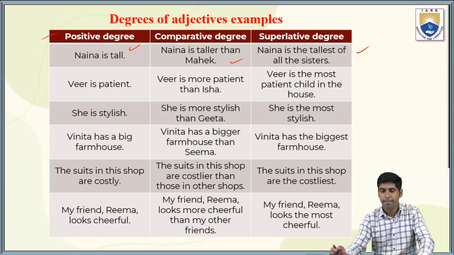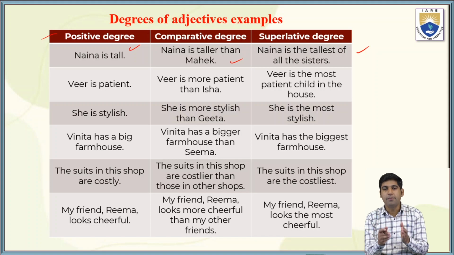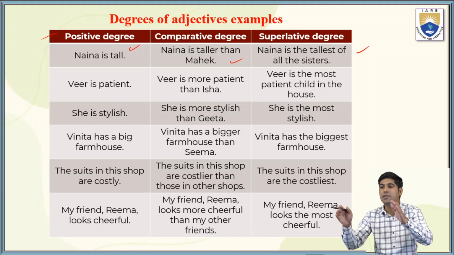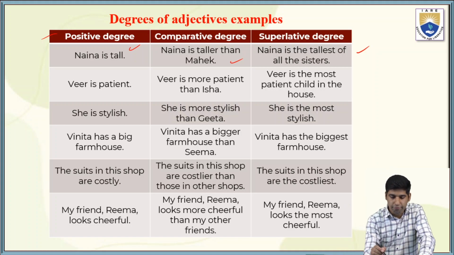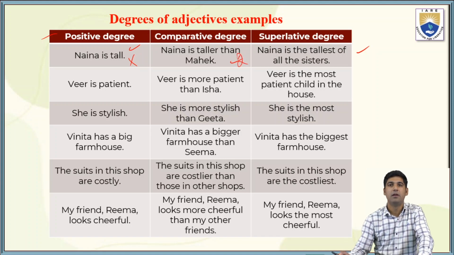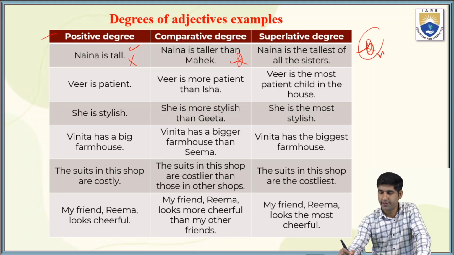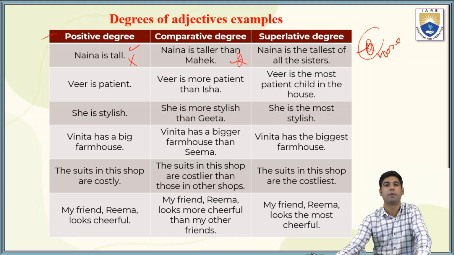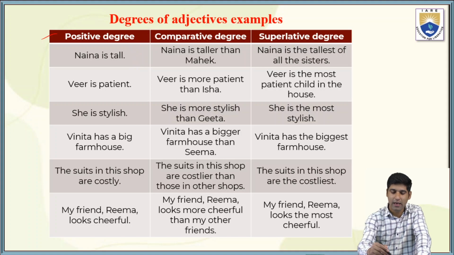Now the superlative degree: Nana is the tallest of all the sisters. Again we came to know Nana is tall, but now we came to know she is the tallest among all the sisters. When we say all, that means it is more than two. So, comparison between two people, comparison between more than two people. This is how we can make comparisons with the help of adjectives.